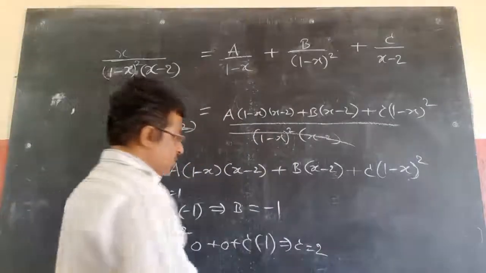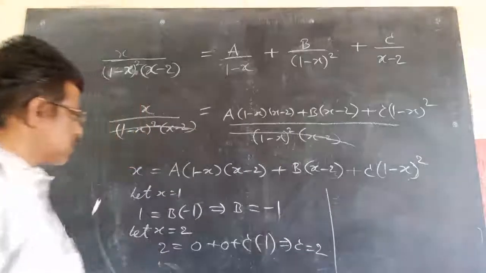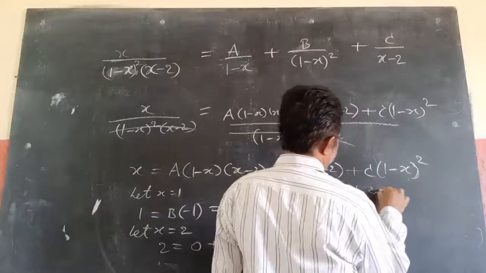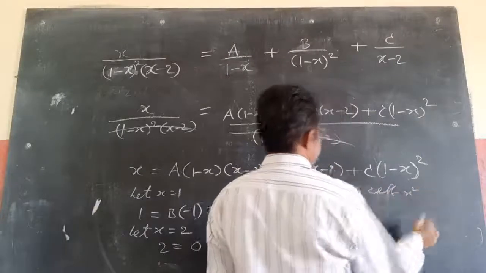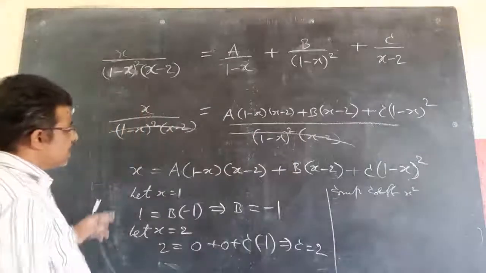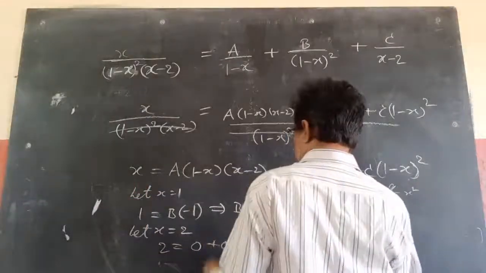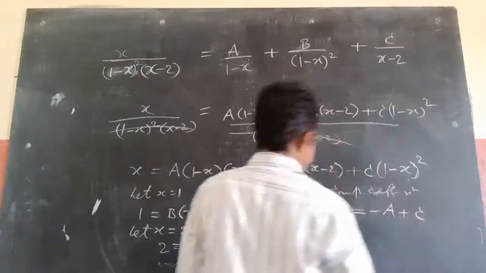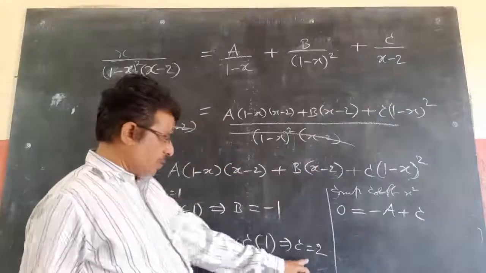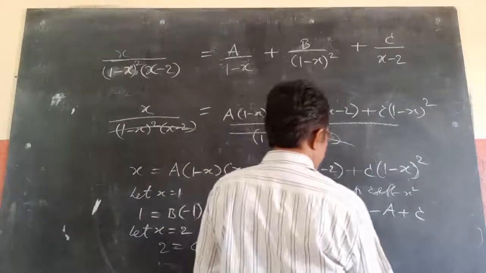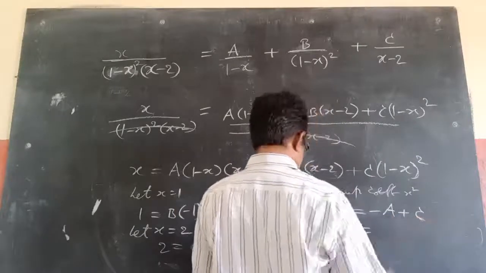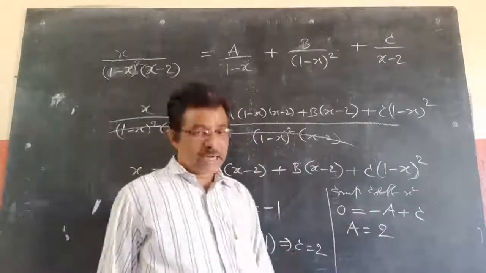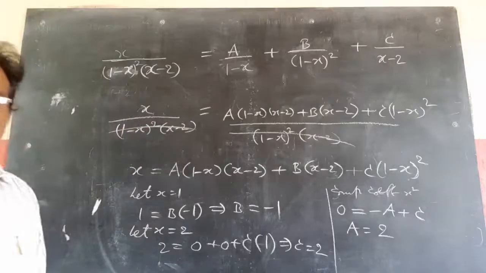Now I need to get the A value. For that I will go for the coefficient of x square on both sides. Comparing the coefficient of x square on both sides, what is the coefficient of x square on this side? 0 equal to, this side, minus A plus C. Minus A plus C. Here there is no x square. Now I know the C value, I will get the A value. So A to this side, A equal to C, but C is 2. So A automatically 2.